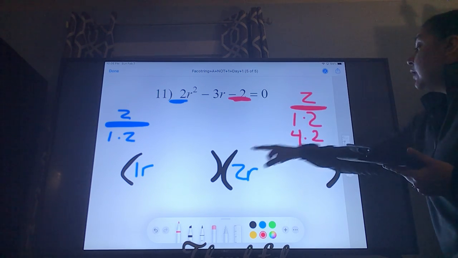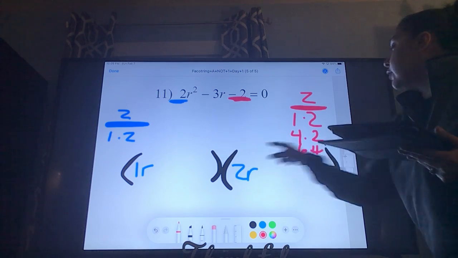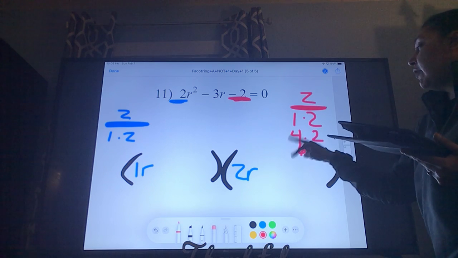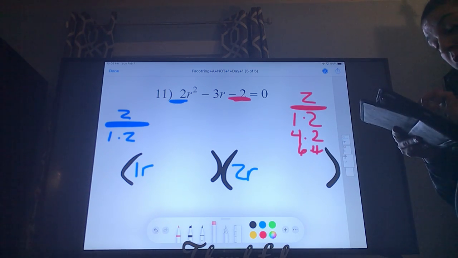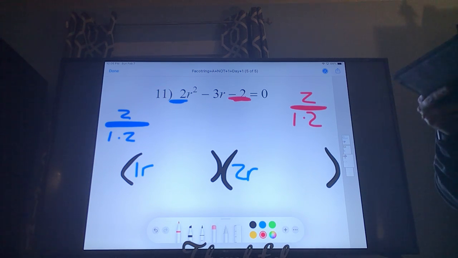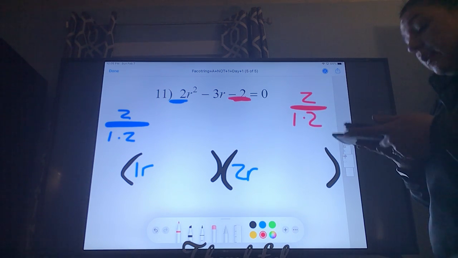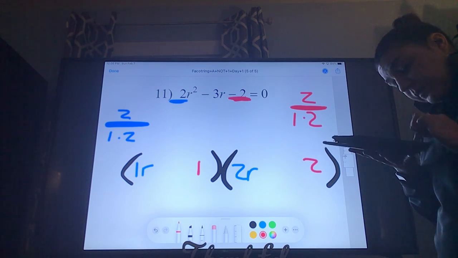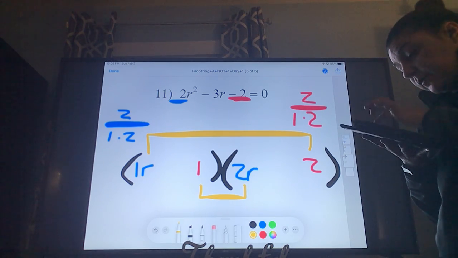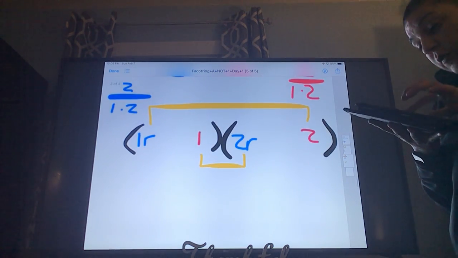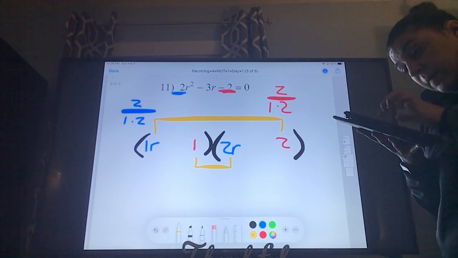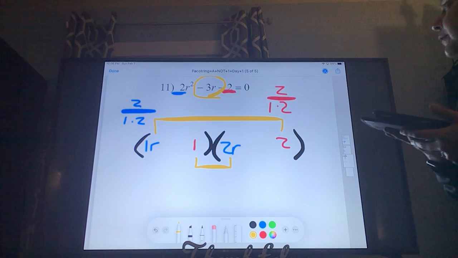Okay, it could be 1 and then a 2, 2 and then a 1, a 4 and a 2, a 2 and a 4, a 6 and a 4, or a 4 and a 6. Okay, you could flip-flop them all. So obviously, the smaller amount of numbers, the better it is for you. But so 1 and 2. So we can just fill them in, 1 and 2. We always check the outer and the inner. Okay, and we're trying to get to what? What are we trying to get them to add or subtract to? A negative 3.